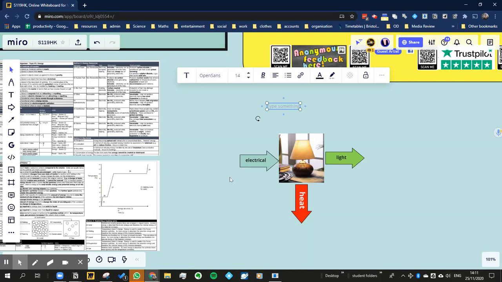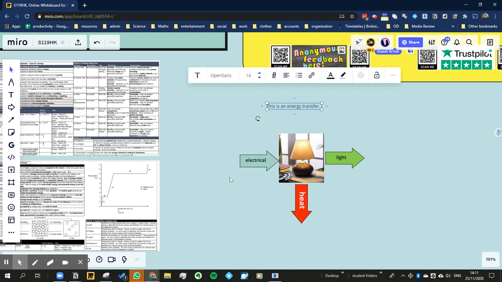Because it makes no difference at all to the lesson. It shouldn't make any difference to the lesson. But this, as I said, is an energy transfer, okay? So we can summarize that. This is an energy transfer.